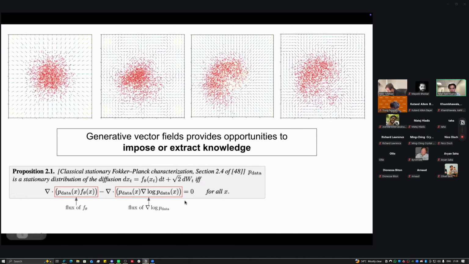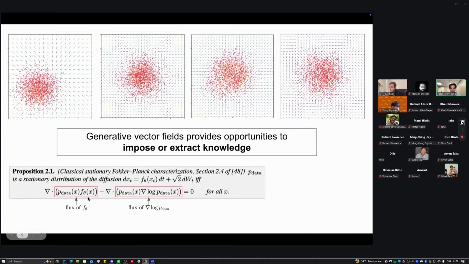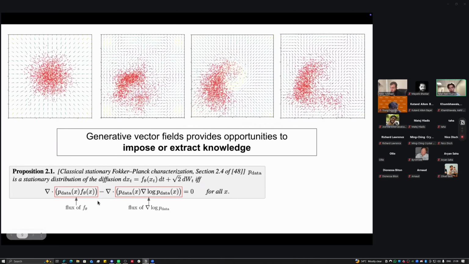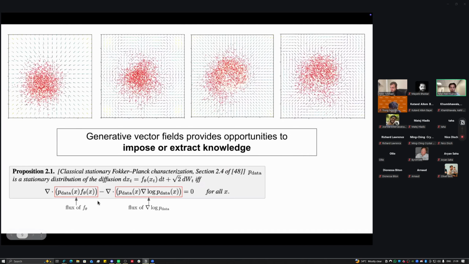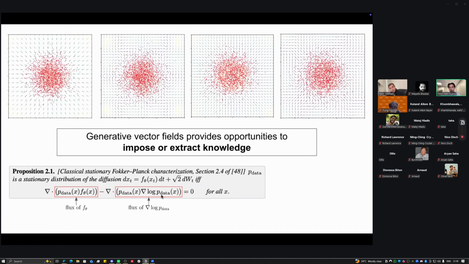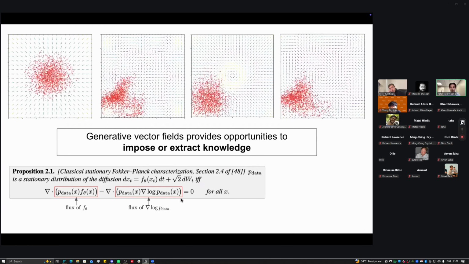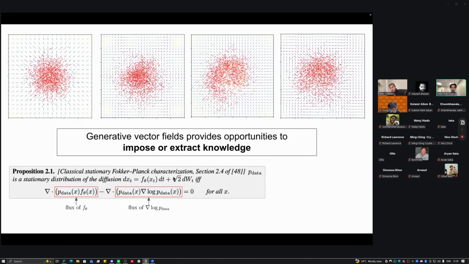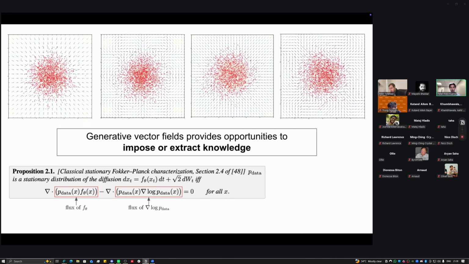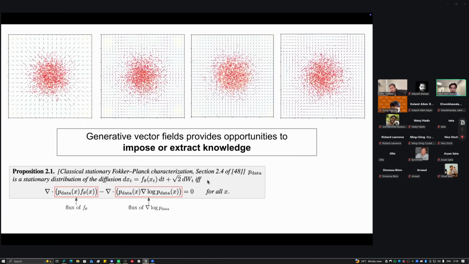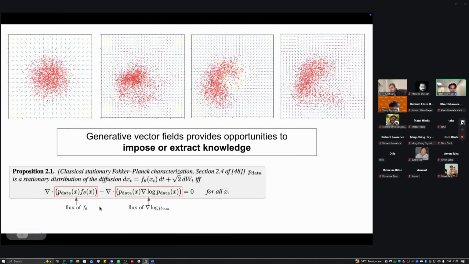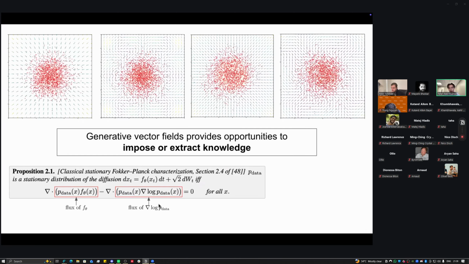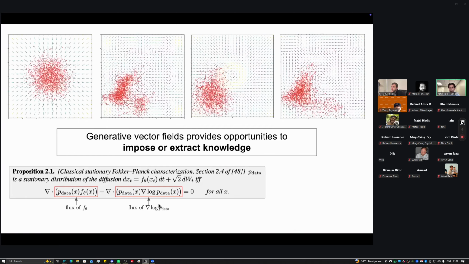plus a little bit of Brownian motion or noise. And as long as this condition is satisfied, that the divergence of the flux of f_theta is equal to the divergence of the flux of the score for all x, we can guarantee that if we simulate a diffusion process on this vector field f_theta, we'll eventually sample from our stationary distribution, which is our data distribution. The divergence of the flux of f being equal to the divergence of the flux of the score is a bit of a hint at why we eventually call our method flux matching.